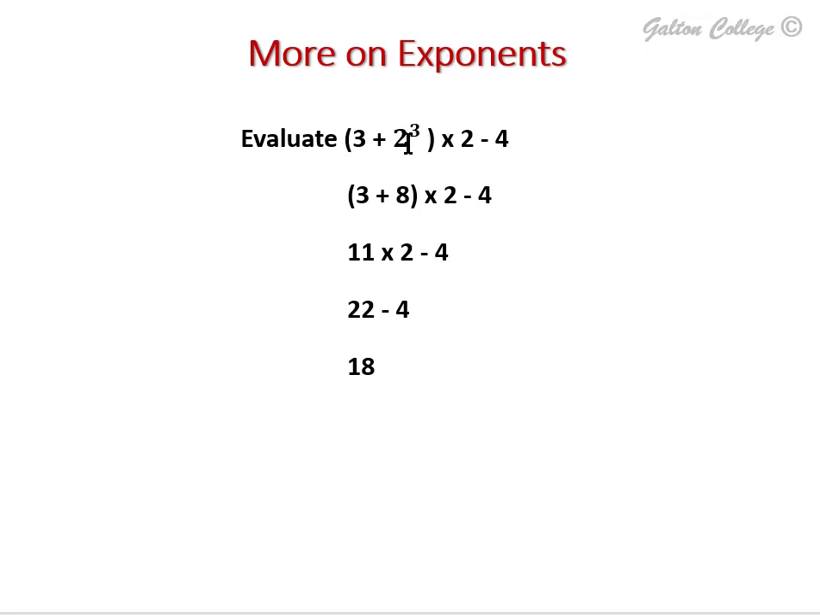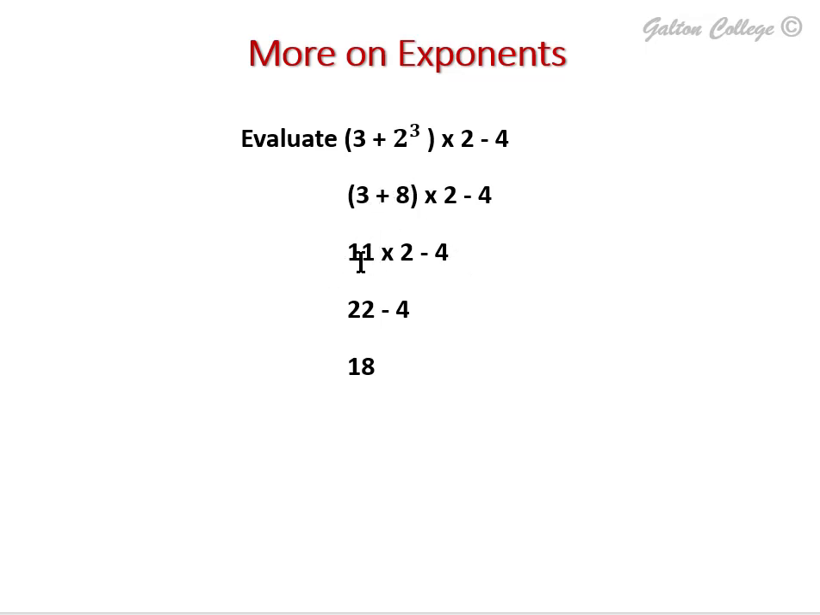2 cubed is just 8. It's 2 times 2 times 2. 2 times 2 is 4. 2 times 4 is 8. So now inside the bracket we've got 3 plus 8, times 2 minus 4. Just carry on working inside the bracket, because nothing else is touching that. That works on its own. So 3 plus 8 is 11. Now we've got 11 times 2 minus 4. There it is again, so we just drop down.